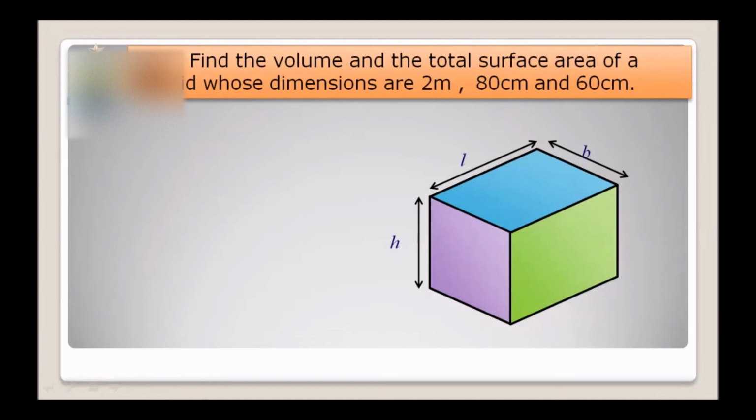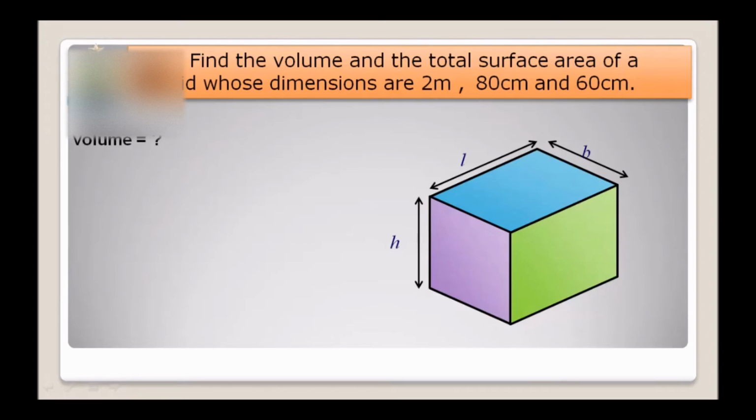Now let us solve questions from the book. Question 1 is find the volume and total surface area of a cuboid whose dimensions are 2 meter, 80 centimeter and 60 centimeters.